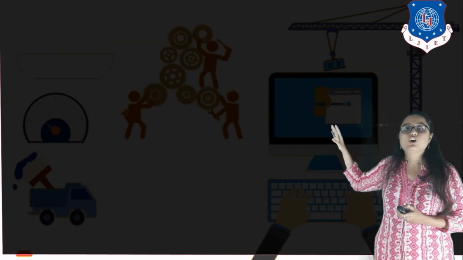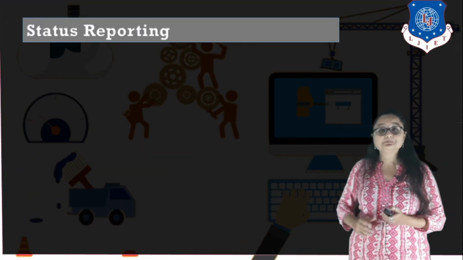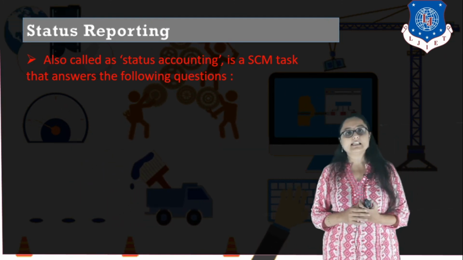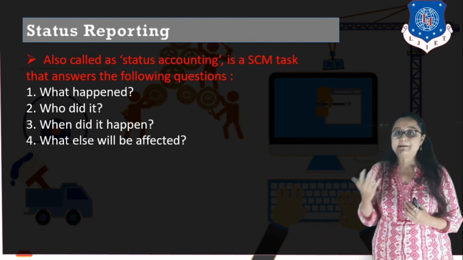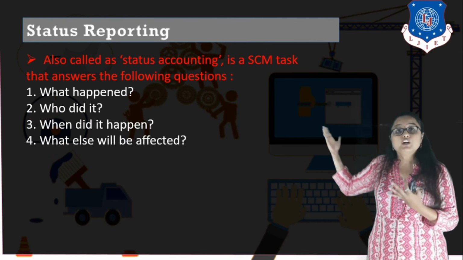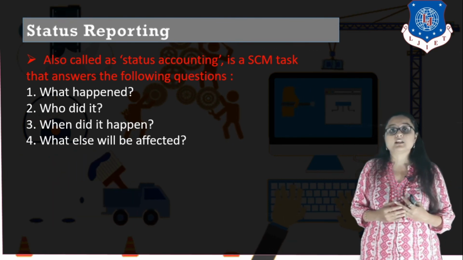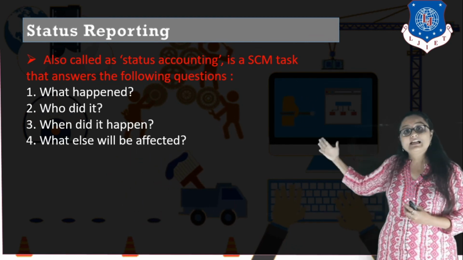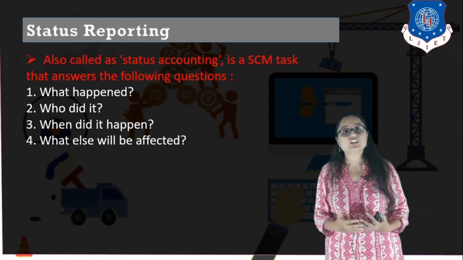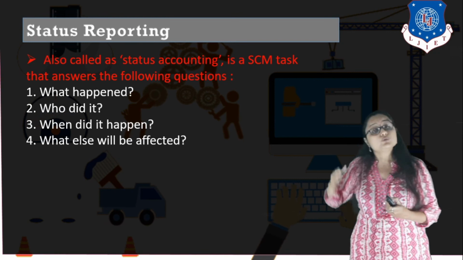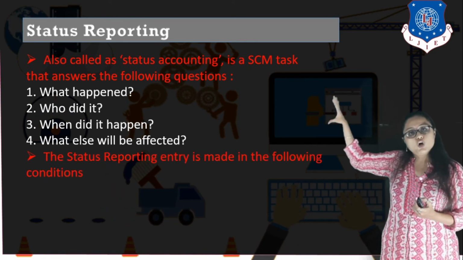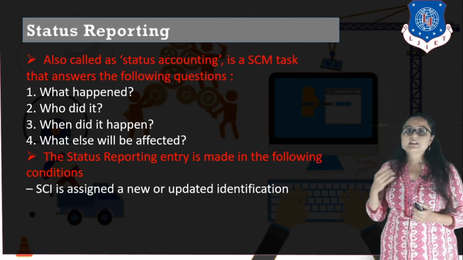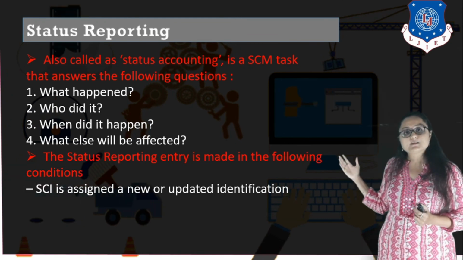The last phase of the SCM process is status reporting. It is also known as status accounting. This is also basically an SCM task which answers the following questions: what happened? It means what was the change that was happening, who did it, who is the person responsible for making the change, when did it happen, the exact date on which the change occurred, and what else will be affected. It means, are there any other configuration items that are affected due to the change in one item? So these are all answered and they are reported. To whom are they reported? To the higher management they are reported, right? So basically a status reporting entry is made.